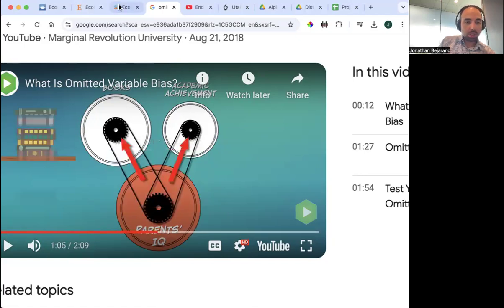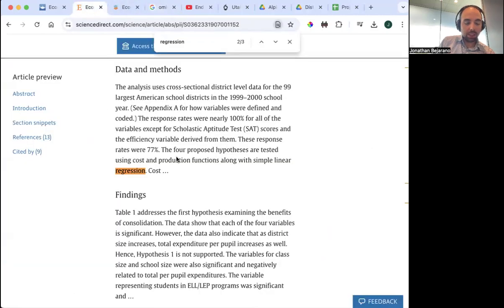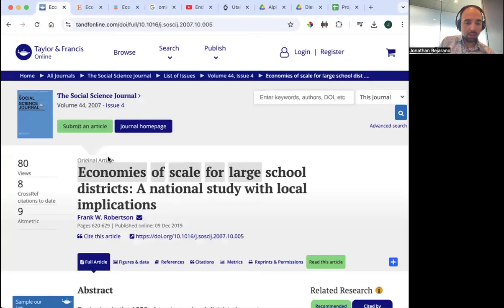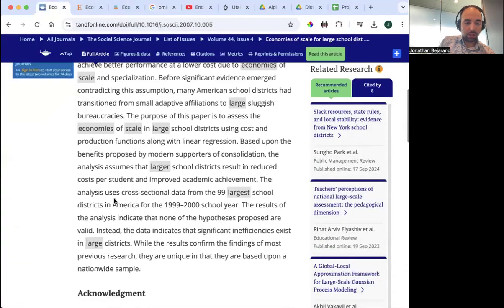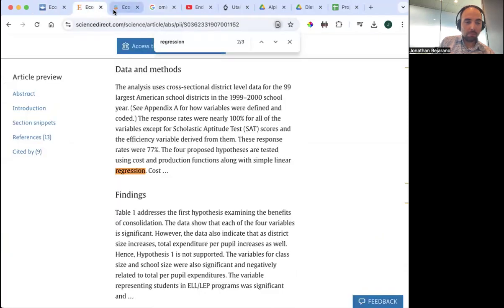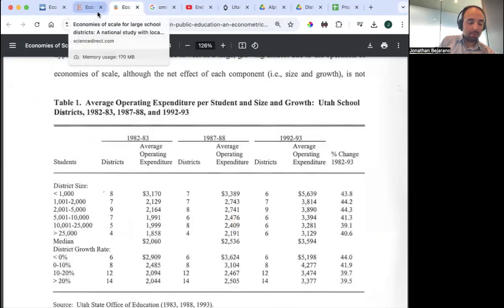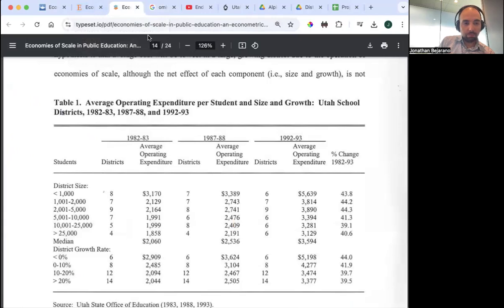And so in a lot of these previous studies that we're looking at over here, doing simple regression, this study over here, I don't think controls for endogeneity, even if it is peer reviewed. Next.